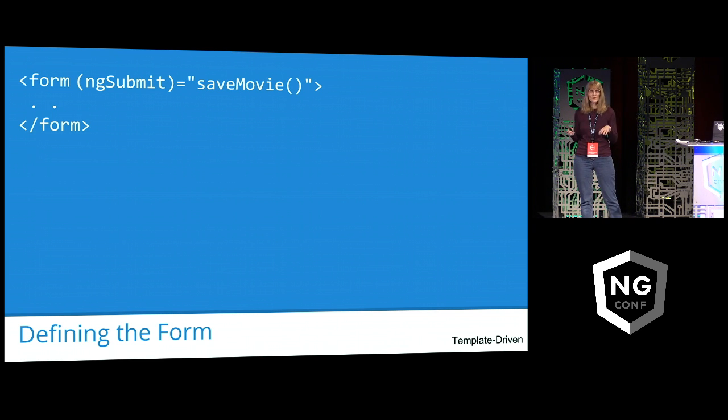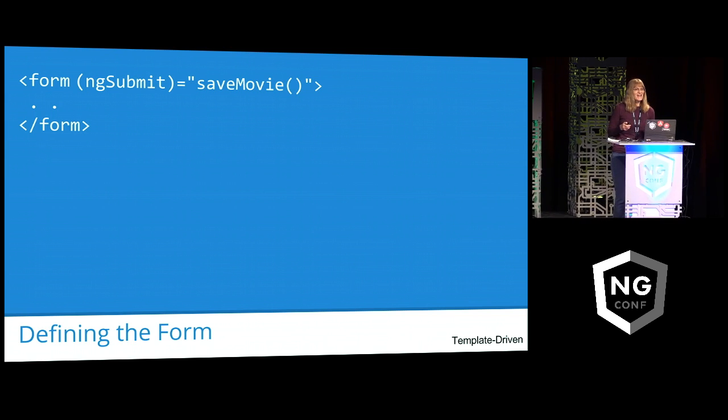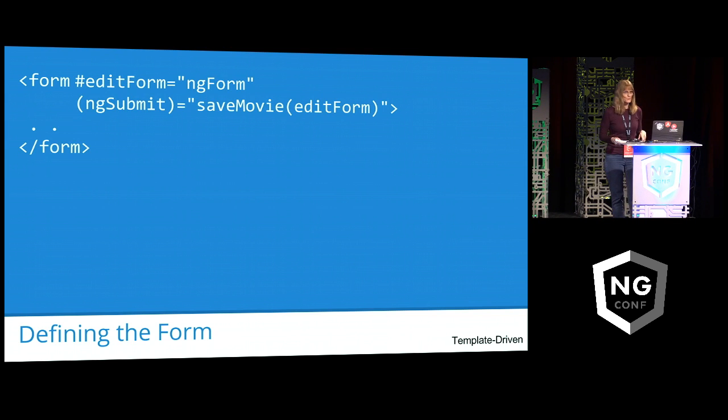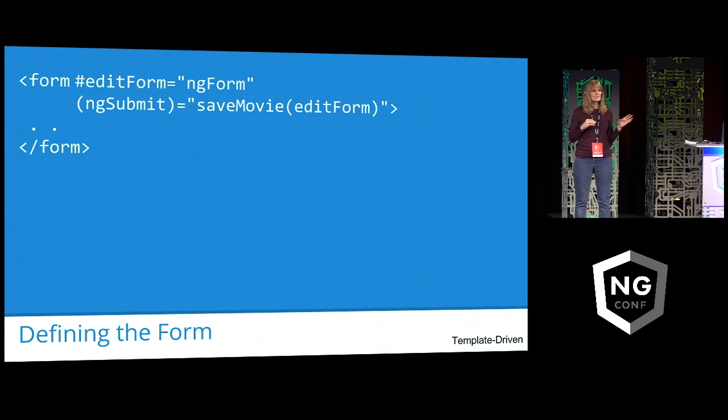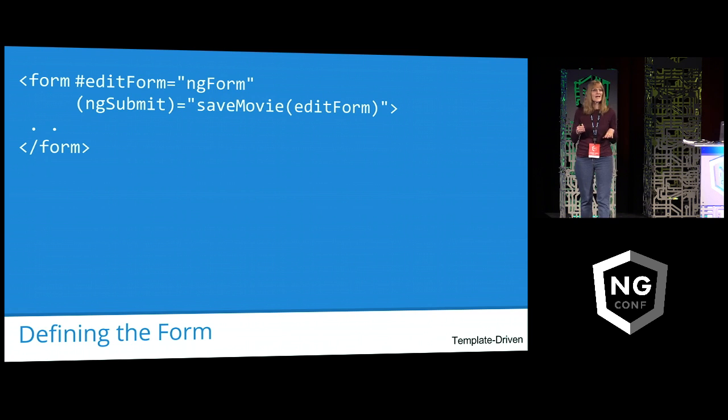So it can track your form state. It keeps track of the list of controls associated with the form and each of their state. So all of this is happening behind the scenes. You can also actually use it if you want. So I'm here using a hash edit form, which is a local template variable, and I'm assigning it to that ng-form directive. When I do that, then I can actually pass it, if I want, into my code so that my code can know what the state of the form is.